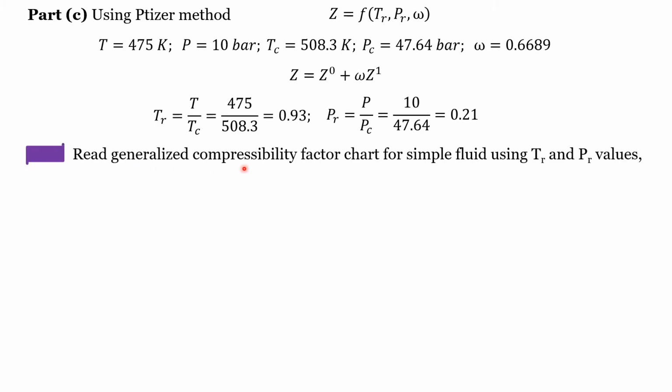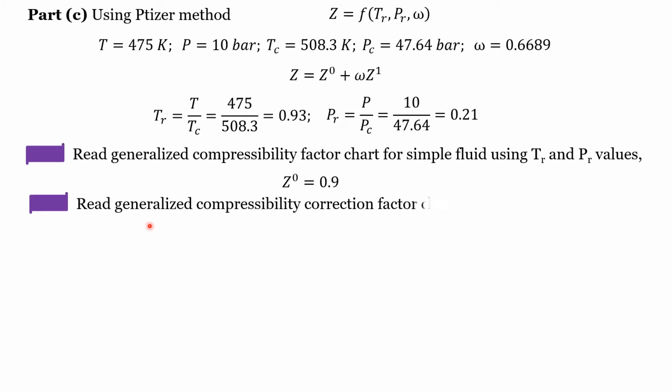Read the generalized compressibility chart for simple fluid using Tr and Pr values. So from these charts we will get Z naught, because Z naught corresponds to the simple fluid. So Z naught value will come out as 0.9.